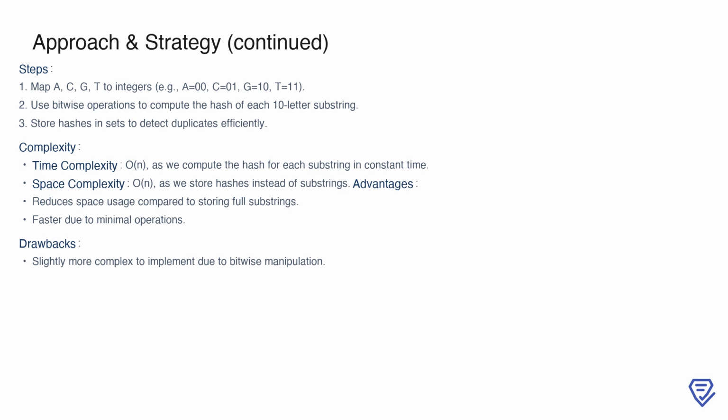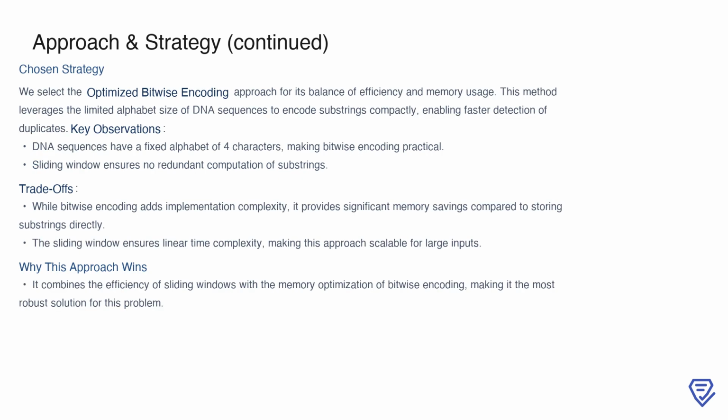This not only reduces memory usage but also improves speed due to the simplicity of bitwise operations. However, it does require a deeper understanding of bitwise manipulation, making the implementation slightly more complex. The chosen strategy for solving this problem is the optimized bitwise encoding approach. This method strikes a balance between efficiency and memory usage, making it the most robust solution. By leveraging the fixed alphabet size of DNA sequences, we can encode substrings compactly and detect duplicates more efficiently.